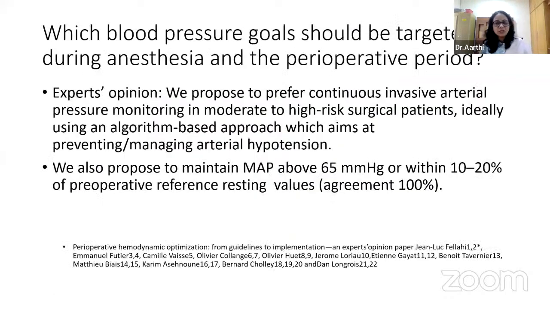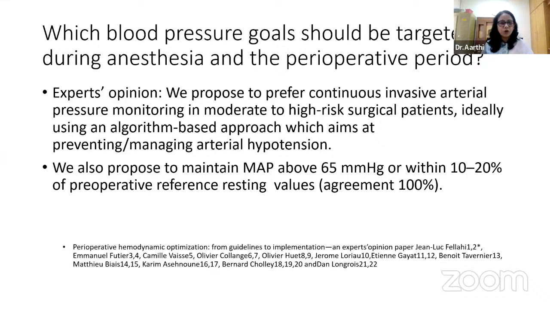There are a few questions which are answered in perioperative hemodynamic optimization, a guidelines implementation with an expert panel. There are a few questions which we normally ask, and I found this paper useful, so I thought I will put up these questions and answers by the expert opinion as well. Which blood pressure goal should be targeted during anesthesia and the perioperative period?